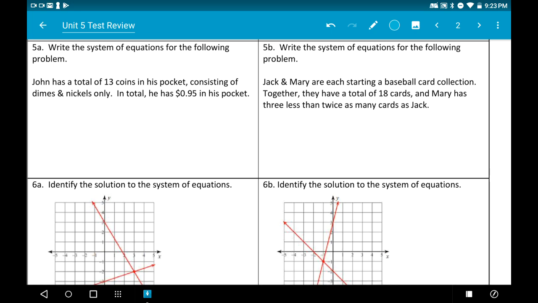Okay, 5. So these are going to be our word problems. And we're going to start with this one right here. John has 13 coins in his pocket, consisting of dimes and nickels only. In total, he has 95 cents in his pocket. So we're going to define our variables. D for dimes and N for nickels.